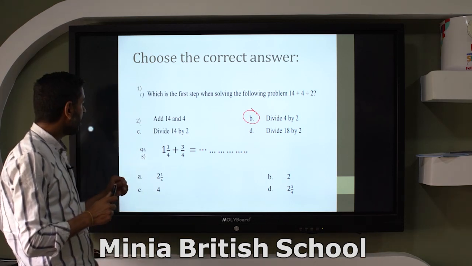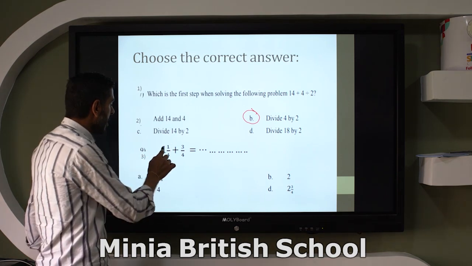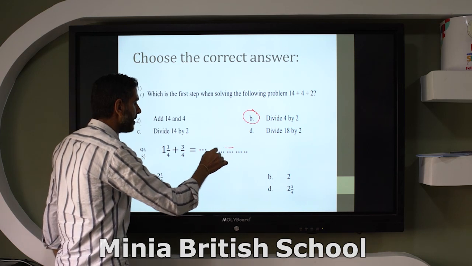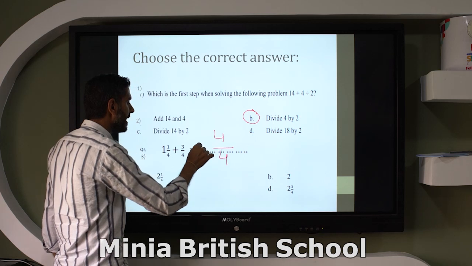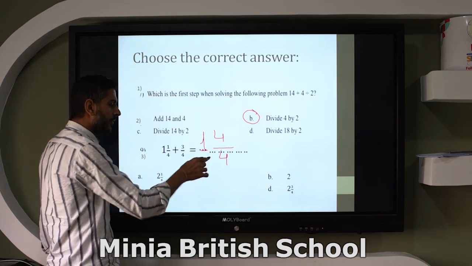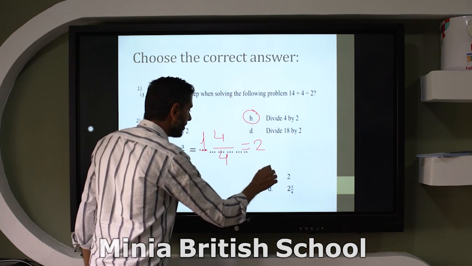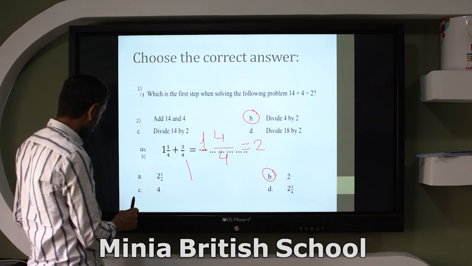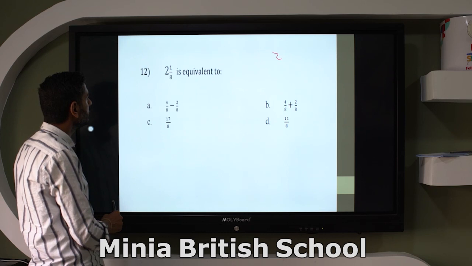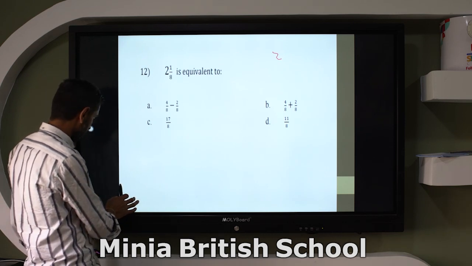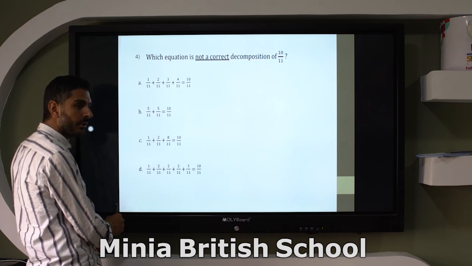Okay, next one, here 1 and 1 over 4 plus 3/4. The denominator here is 4, so take 4 from them, and 1 plus 3 equals 4. And this one as it is. 4 over 4 equals 1, and 1, so the answer here is 2. The answer is 2. Okay. Next.